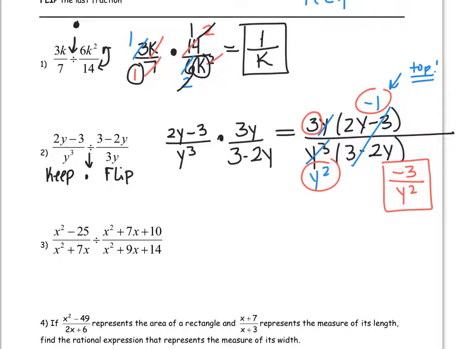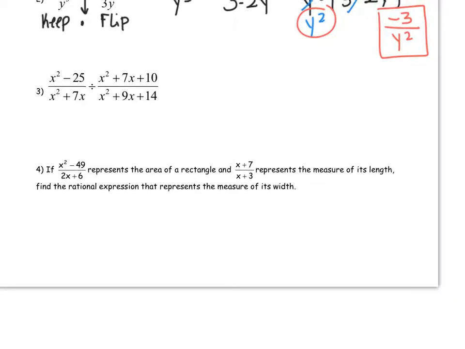Okay, let's see if we can try example number 3. So same concept, we're going to keep, change, and flip. So we're going to keep the x squared minus 25 over x squared plus 7x, change, and flip.